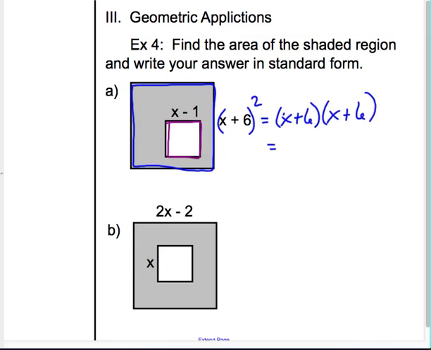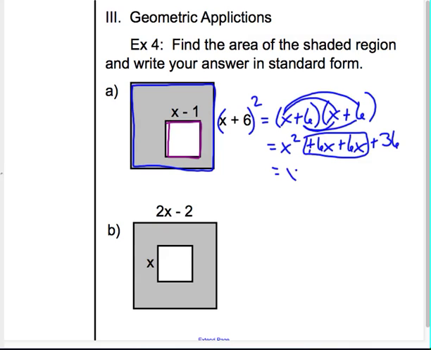And then I'm going to get x squared plus 6x plus 6x. So what happens with squares is that middle term is always the same, so you can just double it. So let me write this out the long way, and then the next one I'll do the shortcut. And then 6 times 6 is 36. So again, notice these middle two terms are exactly the same. So I get x squared plus 2 6x's, or 12x, plus 36.